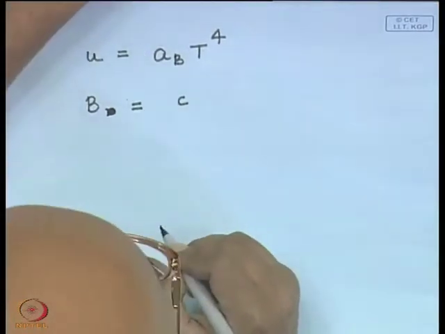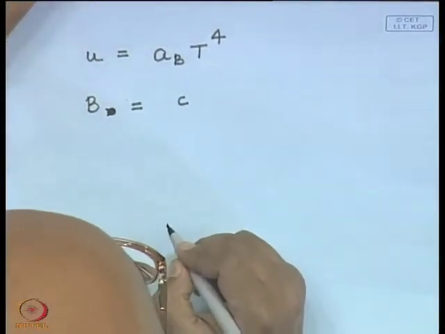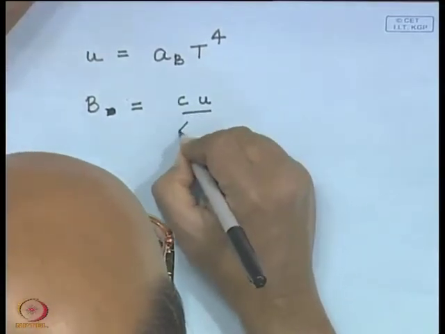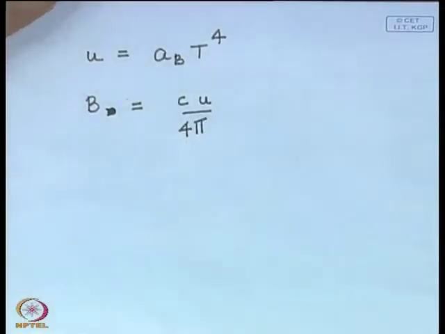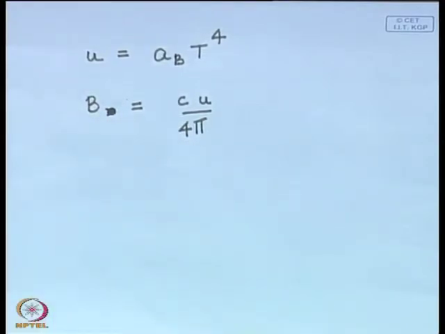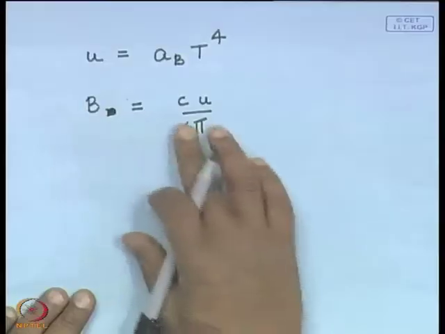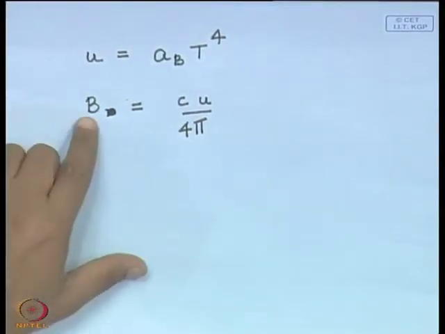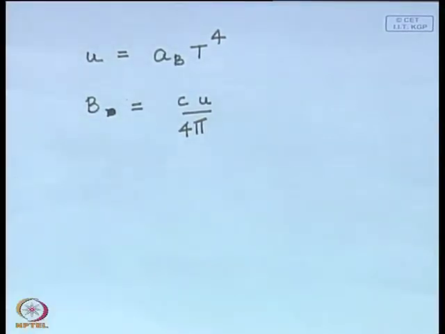or specific intensity is equal to C u by 4 pi. Okay. So, this is the specific intensity of this radiation totally integrated over all frequencies, that is of this black body radiation. Here we have not the specific intensity, the intensity, okay, integrated over all frequencies.